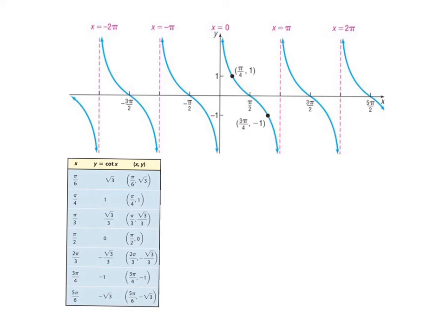Alright, so, if you notice, at pi over 6 cotangent, which is just cosine over sine, is square root of 3. At pi over 4, cotangent is 1. Remember, cotangent is just cosine of theta over sine of theta.